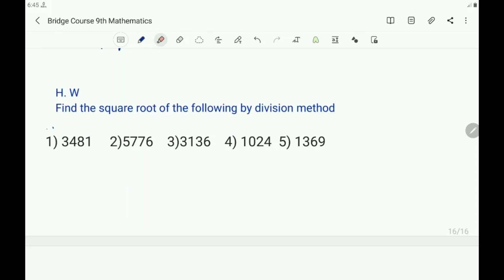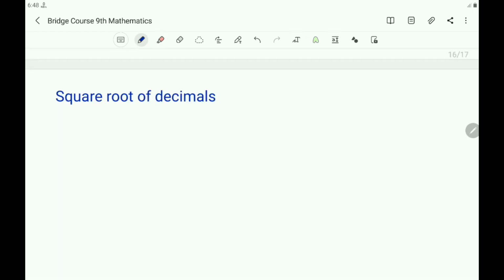Right? Children, here is a homework for you. Find the square root of the following by division method. First one 3481, second 5776, third one 3136, fourth one 1024, fifth one 1369. Find the square root of all these numbers by using the division method.